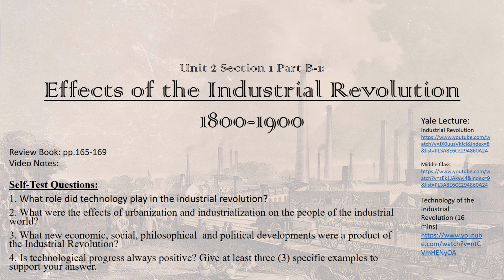It could be applied to the industrialized cities of the United States, to a lesser extent Canada. And a lot of these can also be applied to industrializing or modernizing parts of the world today. Examples would be New Delhi and Mumbai, or Bombay, in India, and certain industrialized segments of China like Shanghai and Beijing. Our self-test questions: what role did technology play in the Industrial Revolution?